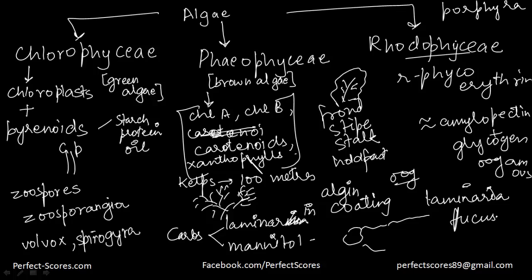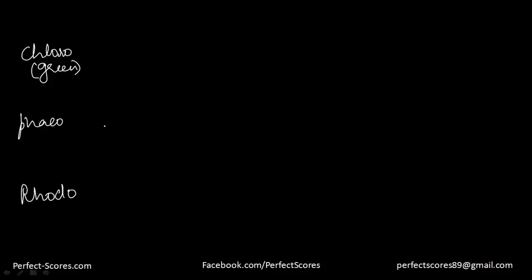So far we have done these three kinds of algae. Let's just summarize them once again. So basically we did three groups, which is Chlorophyceae, known as green algae because of the presence of the green pigment chlorophyll. Then we have Phaeophyceae, known as brown algae because of the presence of different pigments. And then we have Rhodophyceae.